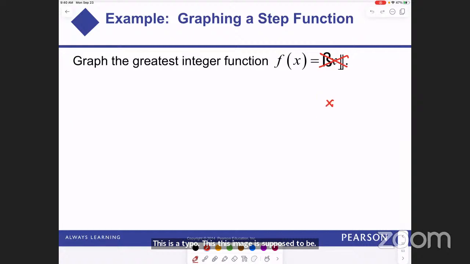Let's see. It basically looks like this, right? And so what this is, we want to take the value x, and find the greatest integer less than or equal to x. So it's the greatest integer less than or equal to x, right? So for instance, I just kind of want to do a few test points, just so you can get the gist of it.